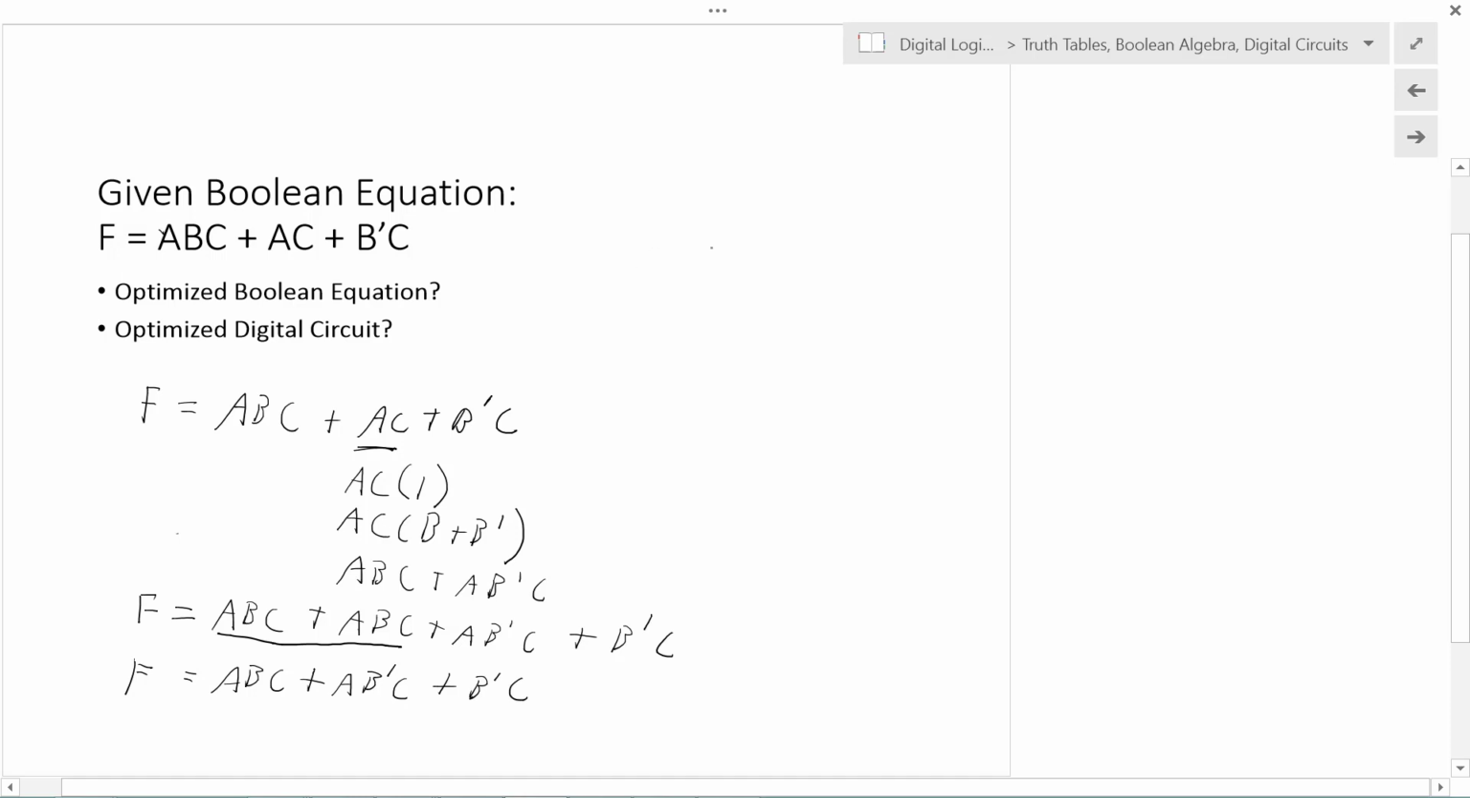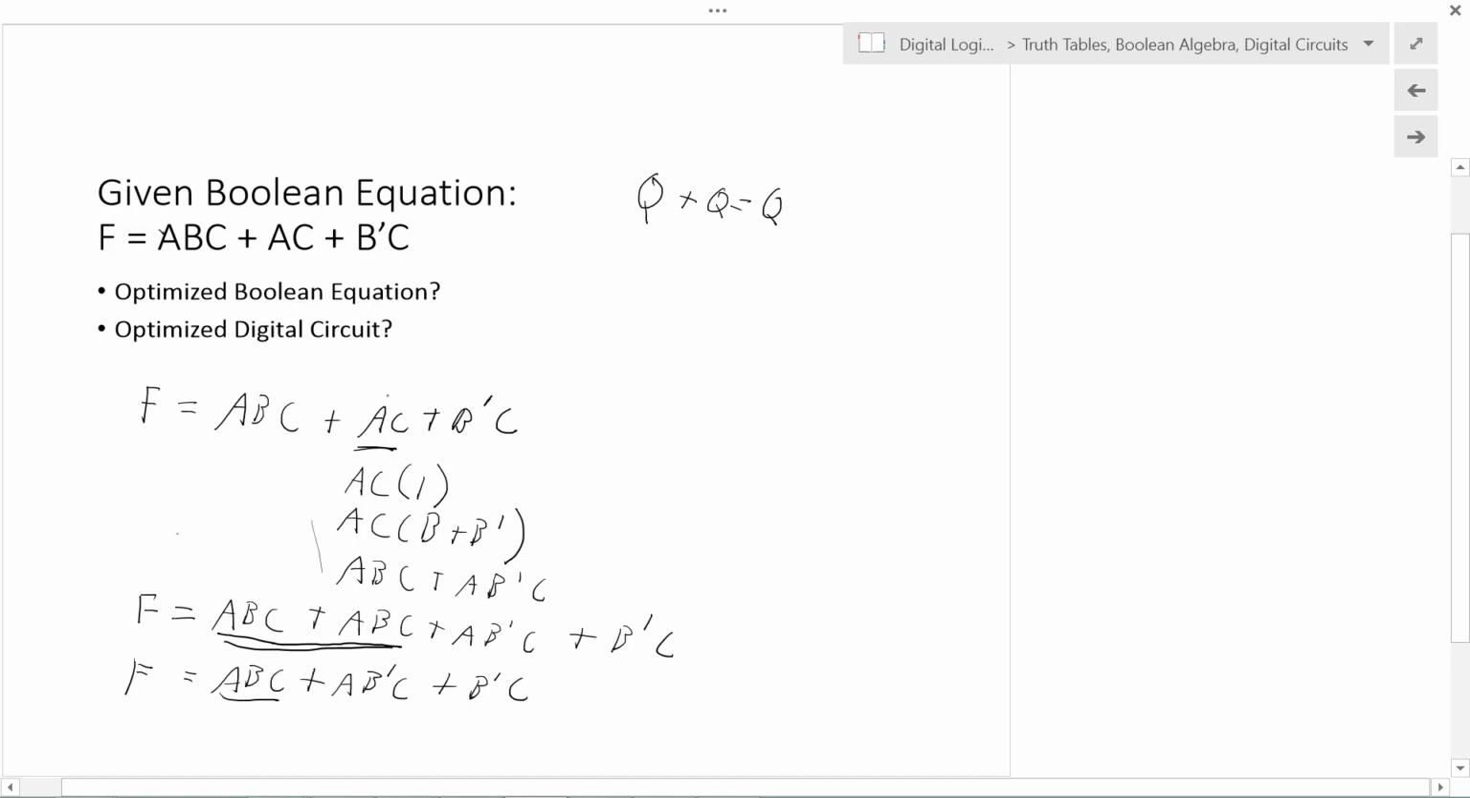So remember that Q ORed with Q is equal to Q. Because if Q is equal to 0, then Q or Q is equal to 0. If Q is equal to 1, then 1 or 1 is equal to 1. So Q or Q is always equal to Q. This is why we can get away with this change here and converting it to this term here.